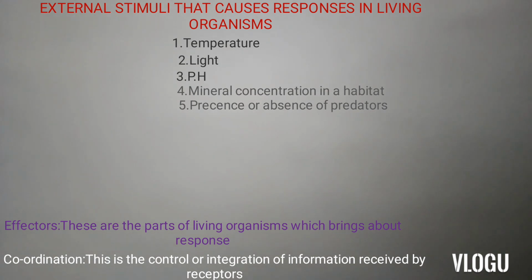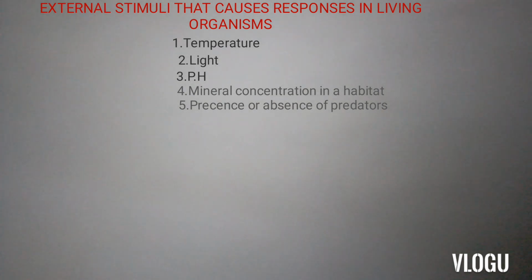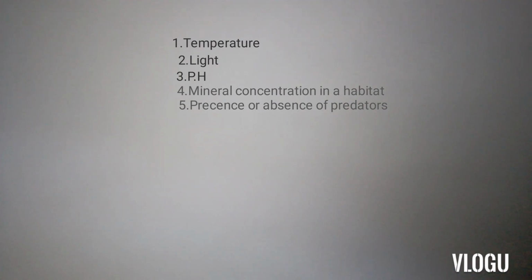Now, if we may go further, we explain these external stimuli that bring about response in living organisms. I give an example of temperature. For example, when we have extreme high or low temperatures in a given place, you may find that some living organisms will move from that given place and they will go and look for a better place with favorable temperatures or favorable conditions. Next example, we have the absence or presence of predators in a given place.